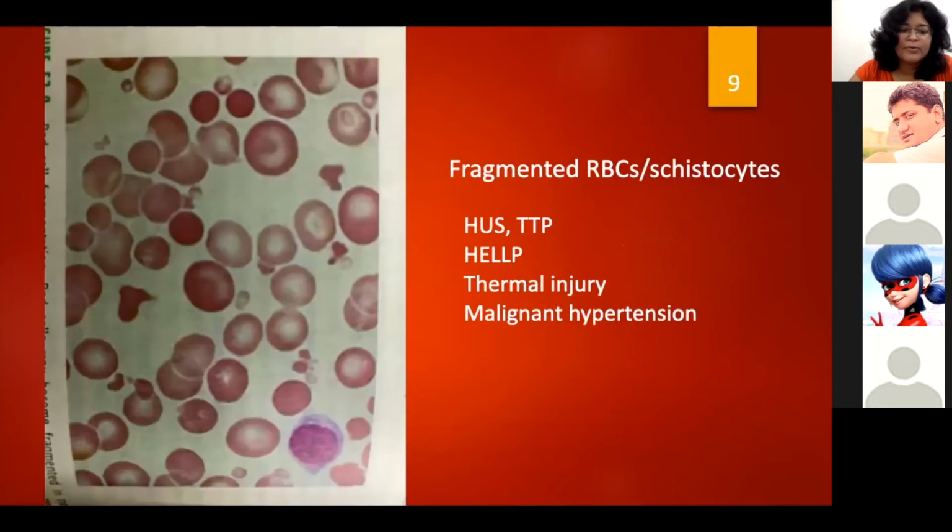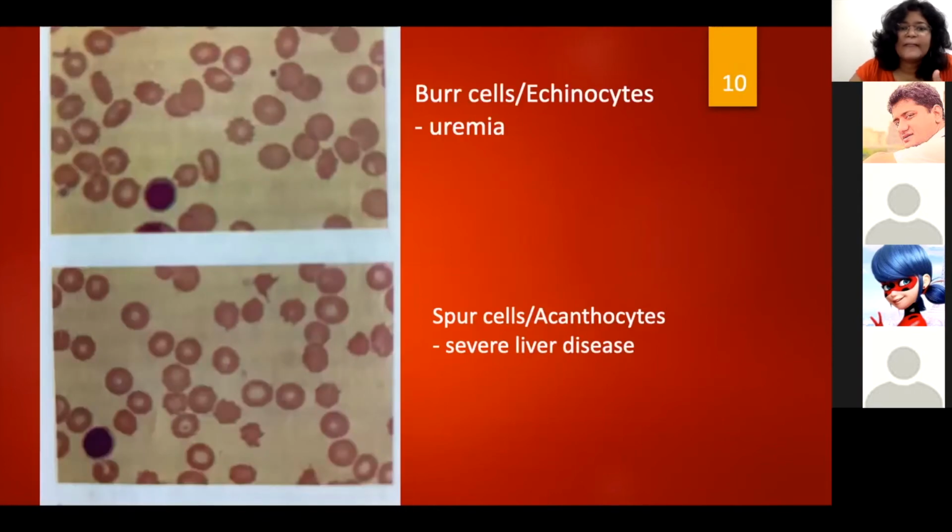The broken up cells that you see are called helmet cells or schistocytes. And this is a picture that you will see in fragmentation syndromes like hemolytic uremic syndrome and thrombotic thrombocytopenic purpura. You'll also see it in HELLP syndrome, which is seen in pregnancy, and thermal injuries and malignant hypertension. Burr cells are seen in uremia. These are also called echinocytes.